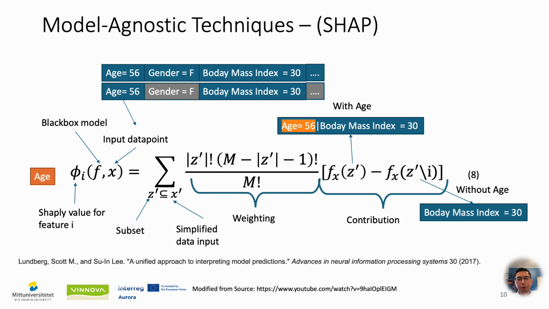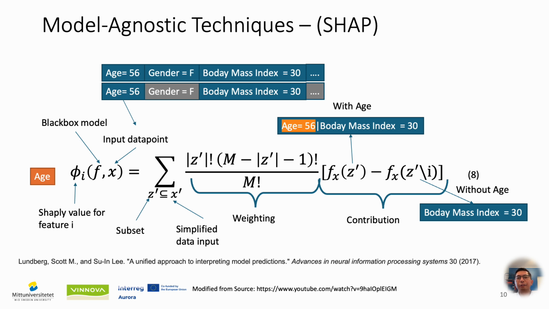Now, how do we actually calculate Shapley values? The key idea is to look at all possible coalitions or groups of features. For example, if we want to know the contribution of age, we don't just look at age by itself. We consider every possible way age can join with other features, like gender or BMI.